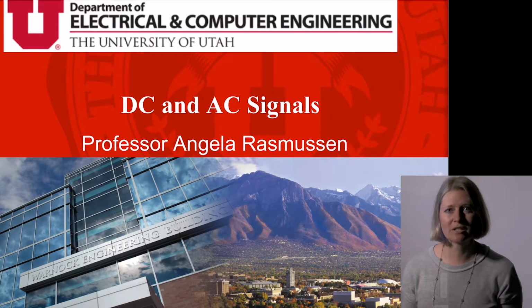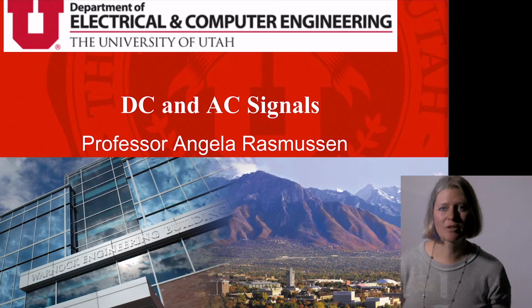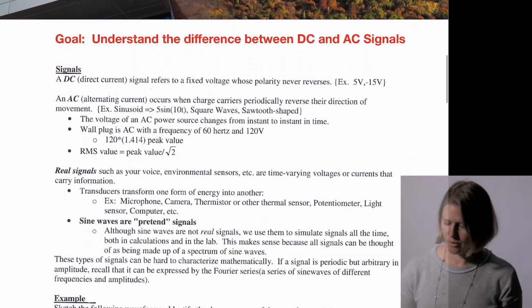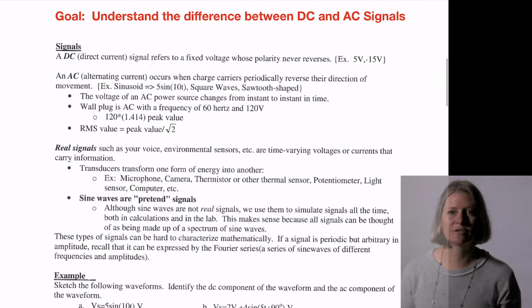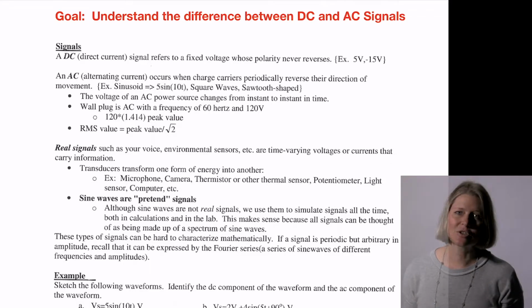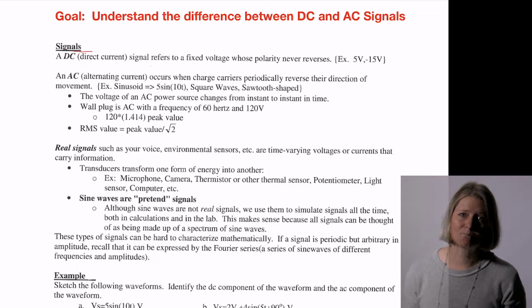So today I wanted to talk about the differences between a DC and an AC signal. This is something that we need to understand as we move forward in this course. So the goal today is to understand the difference between DC and AC signals. So a DC signal is a direct current signal. It's something that we think of like a battery.